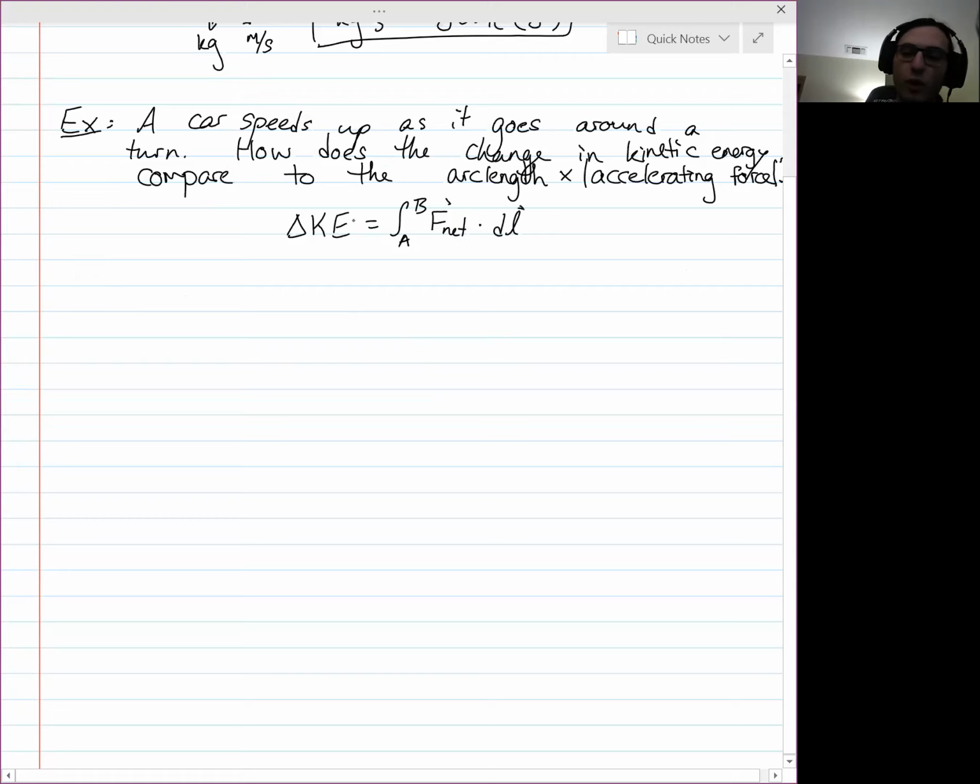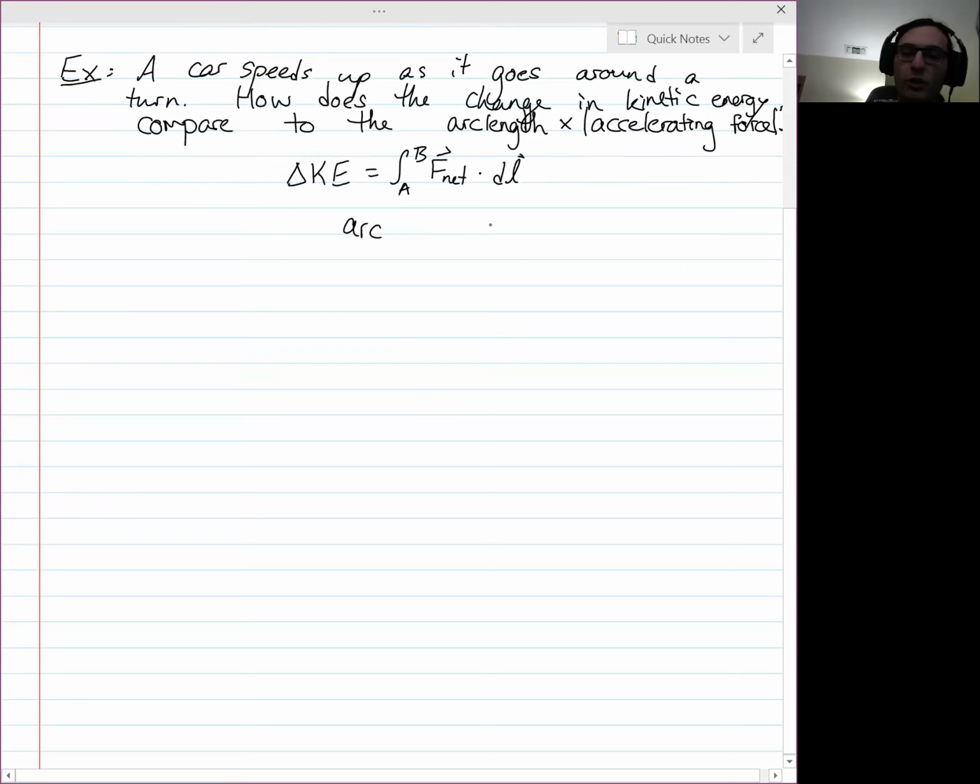And the formula for arc length, hopefully you guys remember from calculus, is just the integral from A to B of just DL, right? This would be just like saying the length, like the distance.